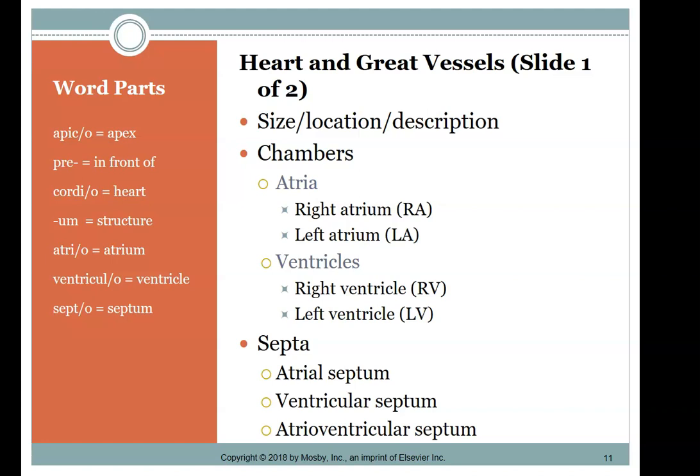Between the atria and the ventricles, and between the ventricles and the vessels, are valves that allow blood to flow through in one direction. The tissue wall between the top and the bottom chambers is called the atrioventricular septum. And your word parts: apico is apex, pre is in front of, cardio is heart, atrio is atrium, ventriculo is ventricle, and septo equals septum.